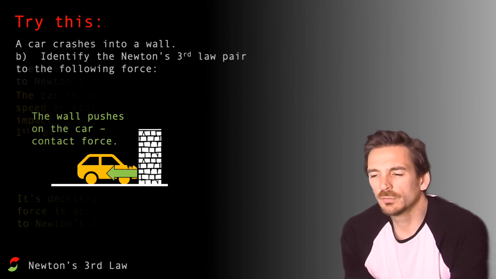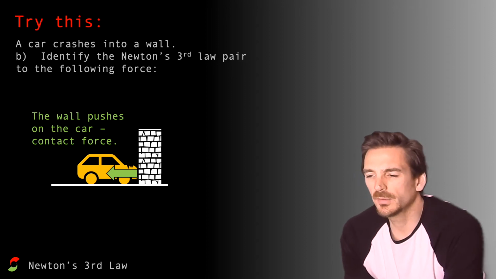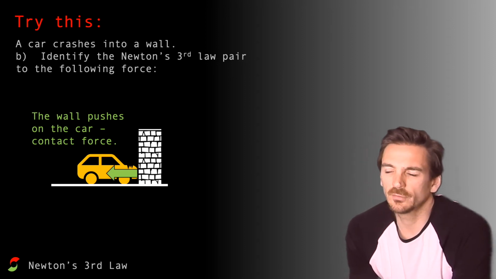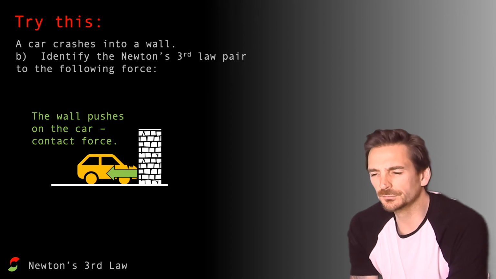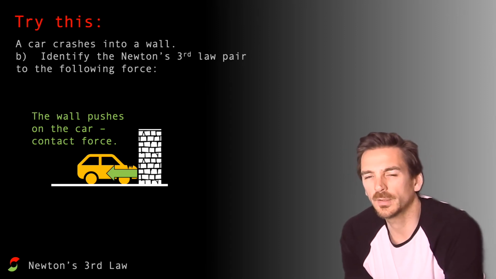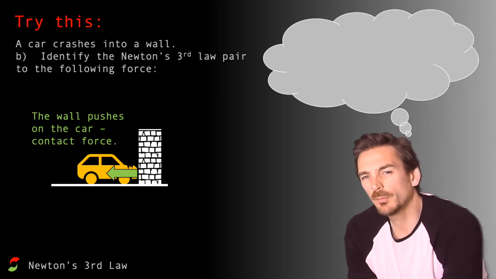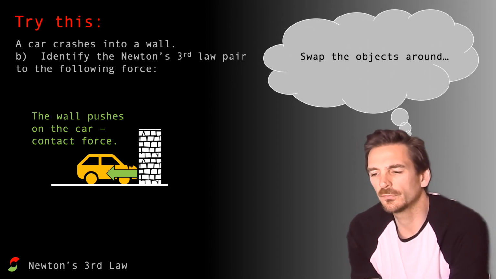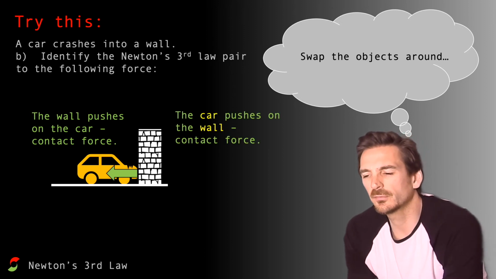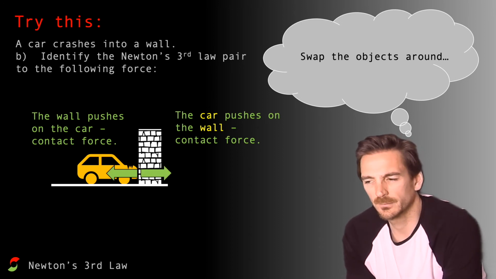Let's have a look at part B then. So part B is going to be identifying the Newton's third law pairs to the following force. So we've got a wall pushing on the car as a contact force, and that's going off to the left. So what I'm thinking here is we need to swap the objects around in the sentence first of all. So I swap the objects around, so now we've got the car pushing on the wall, which is a contact force. And that means that it must act in the opposite direction, the same plane and a different object.